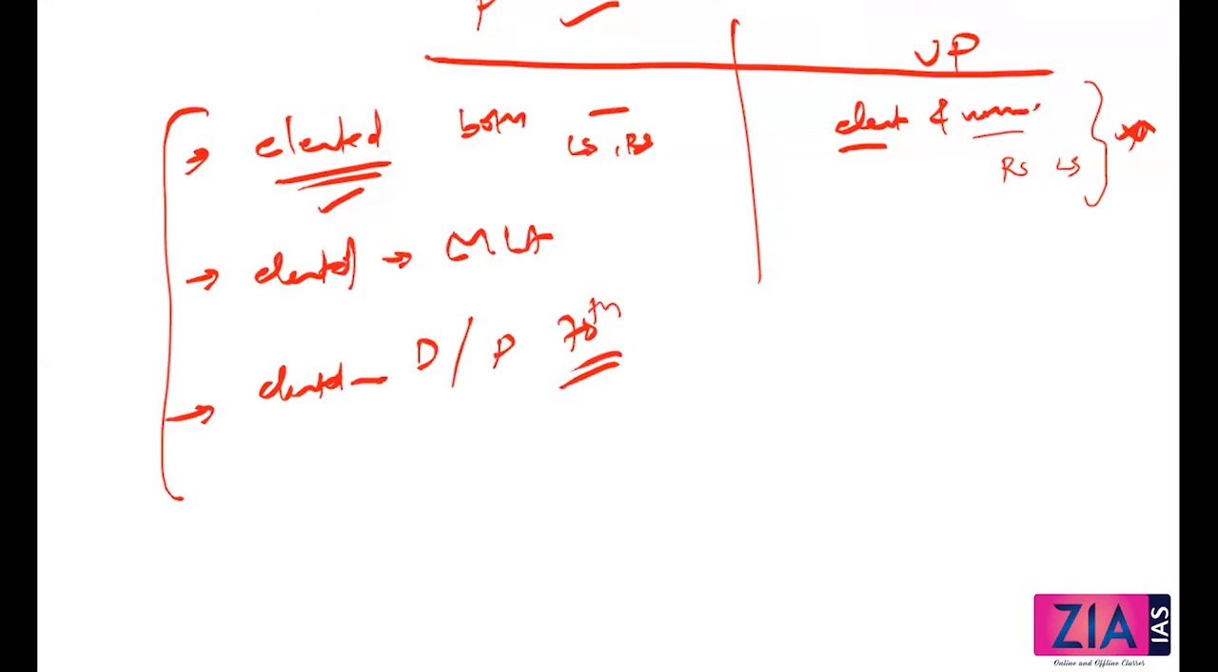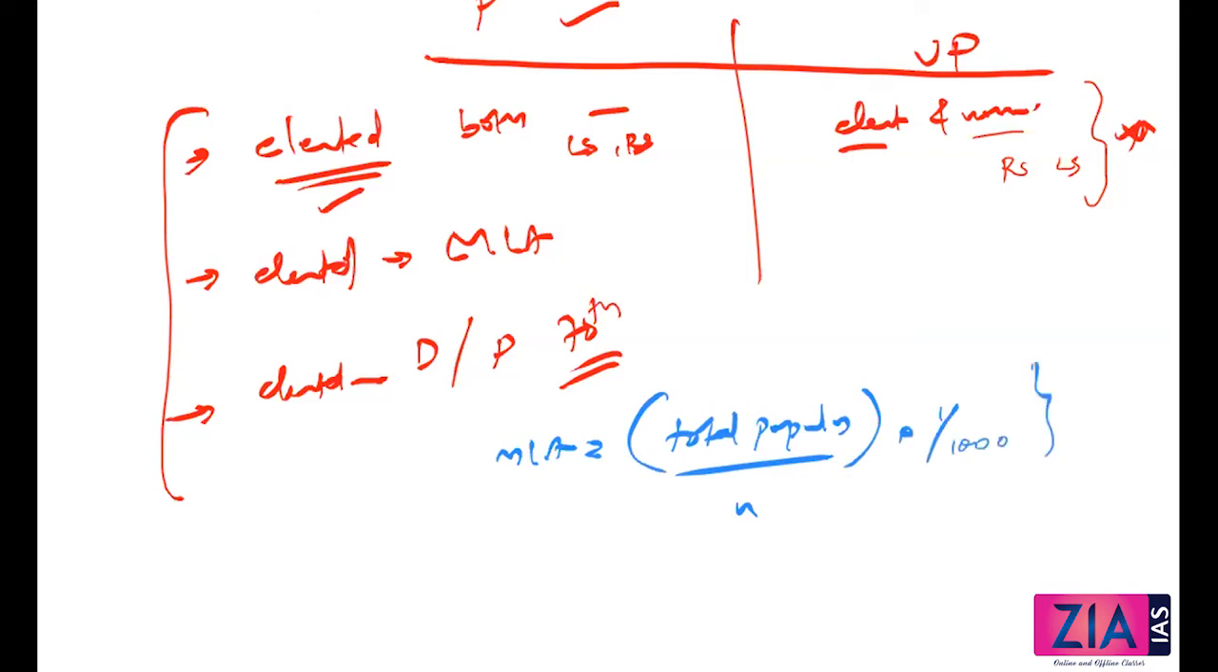Value of vote of MLA will be equal to total population of the state divided by total number of elected members of the state legislative assembly. So total population, let's suppose n seats are there, then this is divided by n, and then 1 by 1000. Okay, similarly, what about a value of vote of MP?